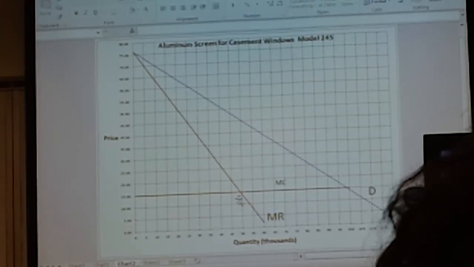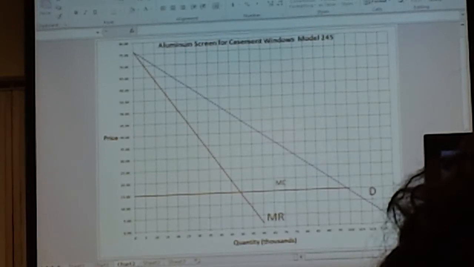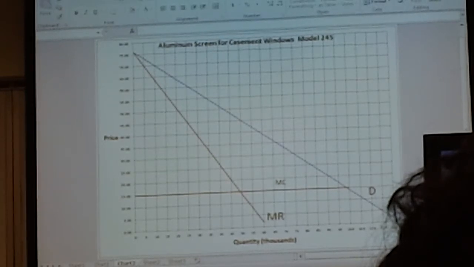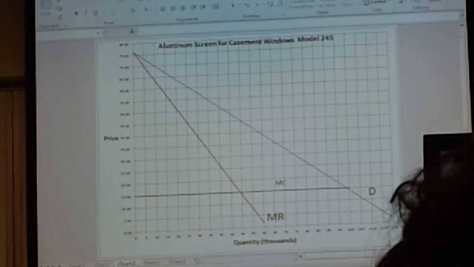So you can work out the profit here. This is 15. This goes up to 45. The difference is 30. And then you do 30 times 50. It's $150,000.